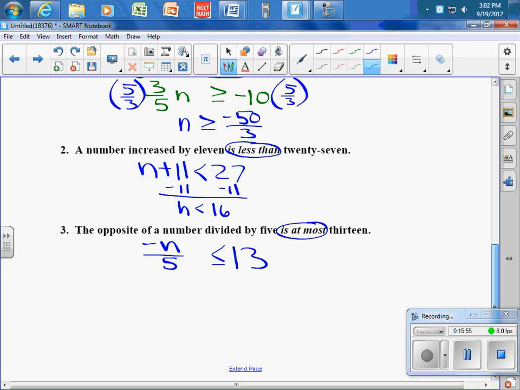To solve this, we need to cancel out the 5 and the negative, so I'm going to multiply both sides by negative 5. Multiplying by a negative reverses the inequality sign. We have n is greater than or equal to negative 65.